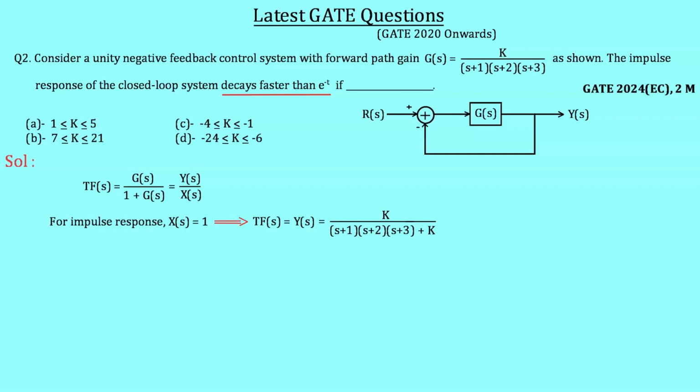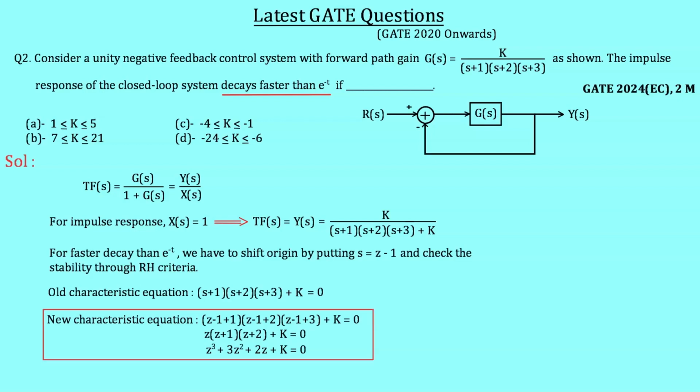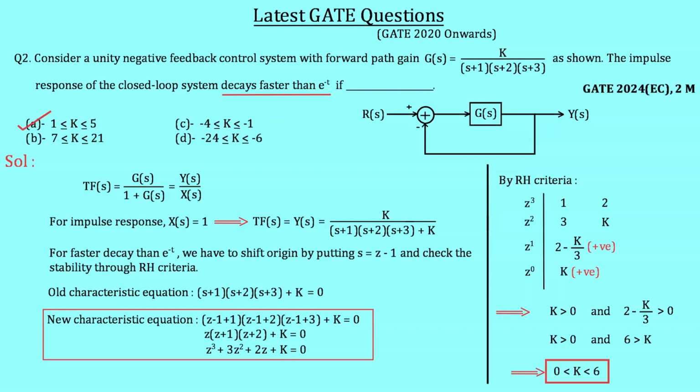Now we will shift the origin and will transform the old characteristic equation, and after that we will form the Routh array where in the third row of Z1 we will get the element 2 - k/3, and in the fourth row we will get the element k, both of which are supposed to be positive for the system to be stable.